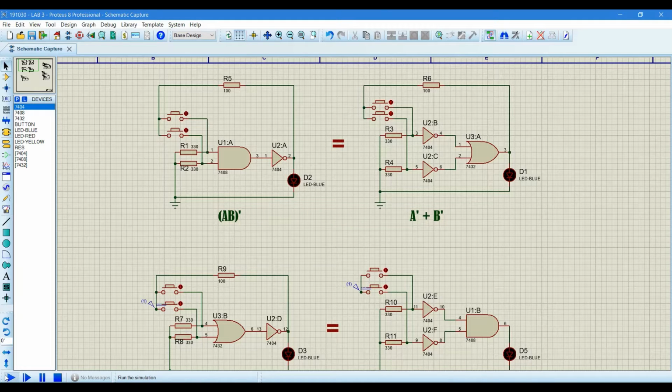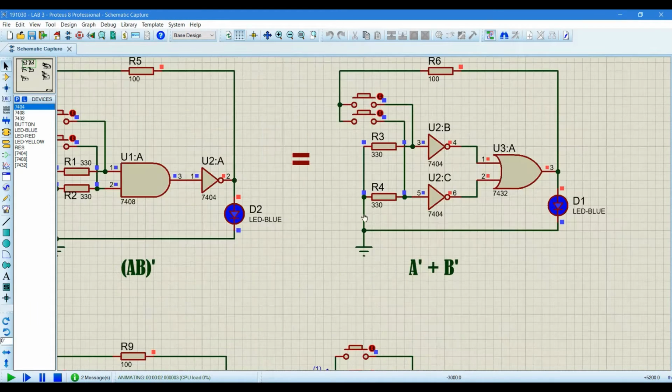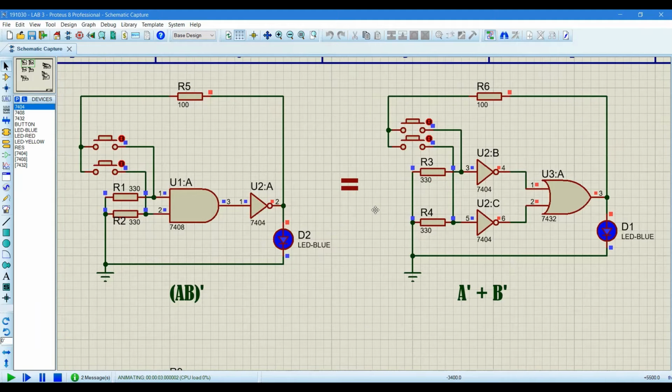The Proteus circuit is simple, as we only attach the buttons and the LEDs as we implement it on the hardware or in practical life. So I implemented it like that. Let's run the simulation, the simulation of this function.